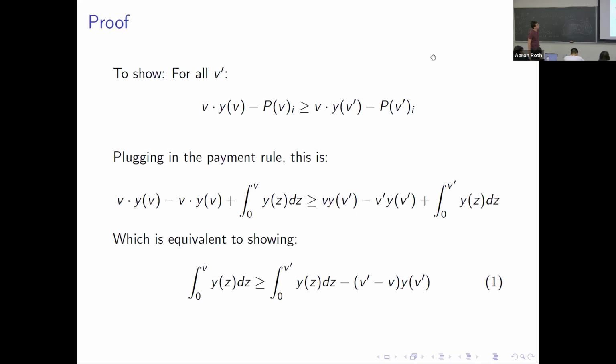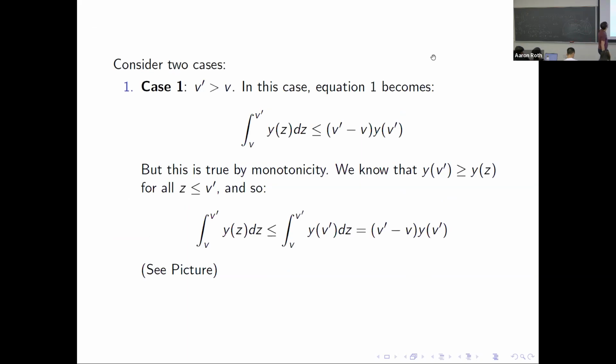Now we can basically prove this by drawing a picture. That's what we're going to do. The only thing is there's two pictures we might need to draw, depending on whether v is bigger than v prime or whether v is less than v prime. Because we're going to draw a picture that's the difference between these two integrals, and it's going to matter whether v is on the left and v prime is on the right or vice versa. So let's consider two cases.